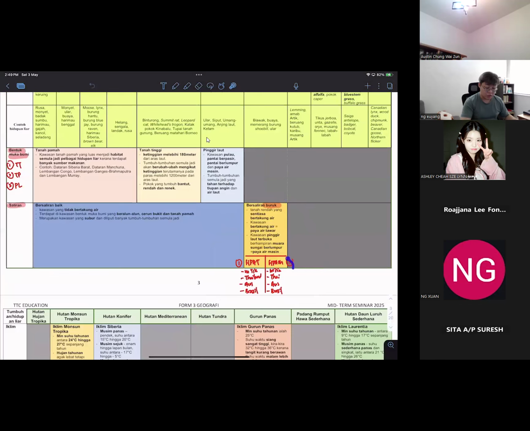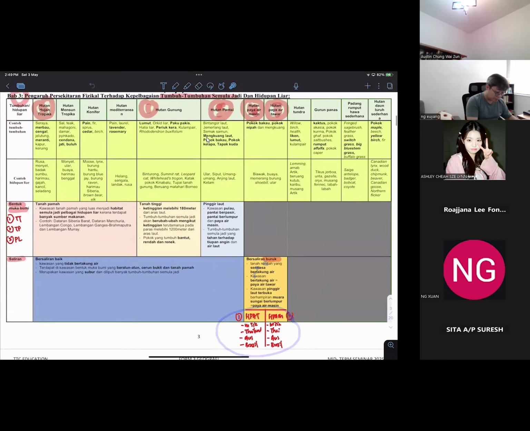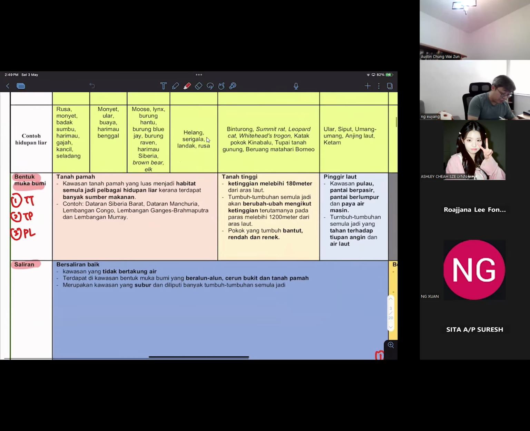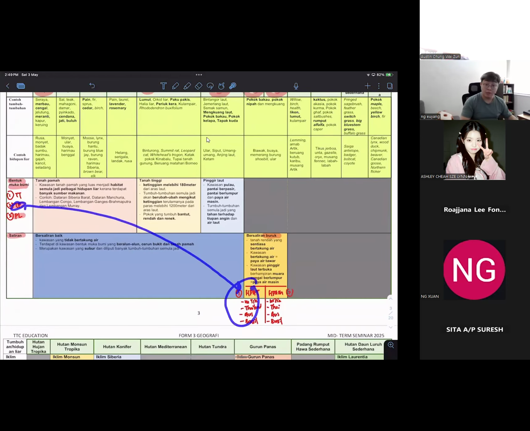Because most likely it's going to come out in objective and your struktur. Always Saliran Buruk first. So that's why in the Pentemuka Bumi, Tanah Tinggi, Tanah Pamah, Pinggir Laut, which of the Pentemuka Bumi is going to link to the Saliran Buruk? Definitely we have Tanah Pamah and Pinggir Laut. So that's why Tanah Pamah for the Saliran Buruk is Hutan Paya Air Tawar. Try to memorize the contoh. So what is the contoh?